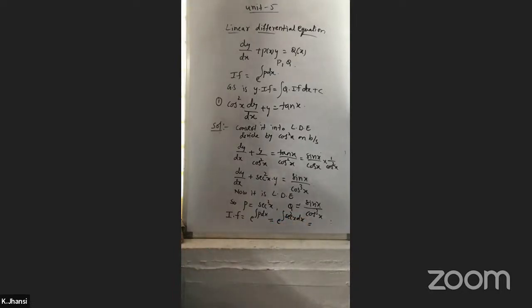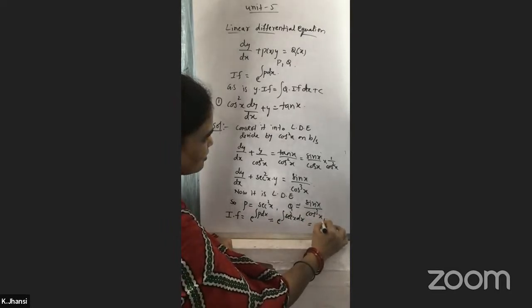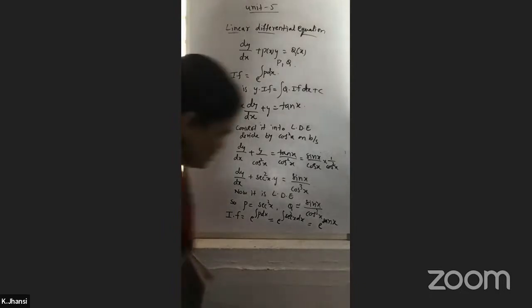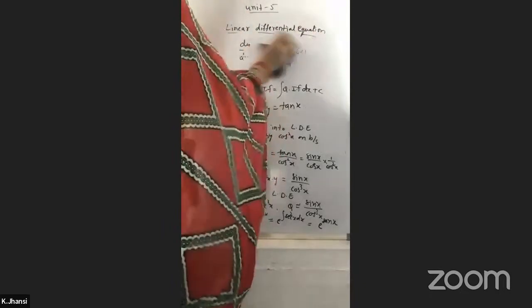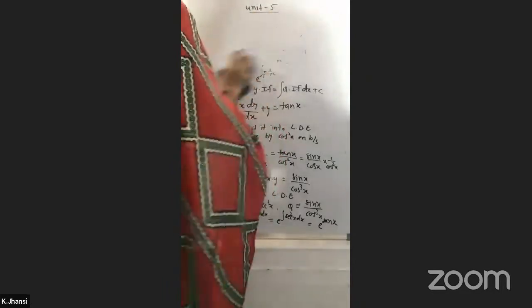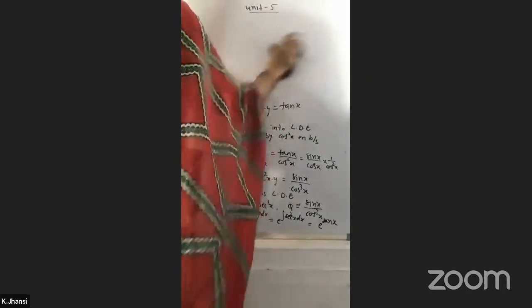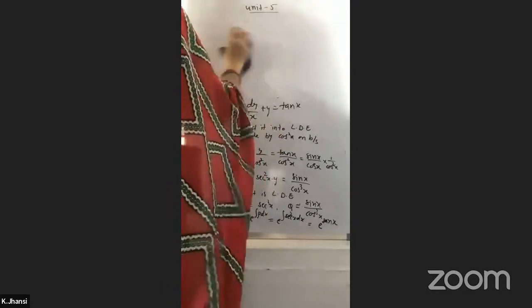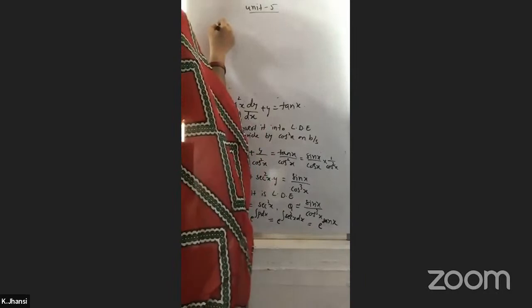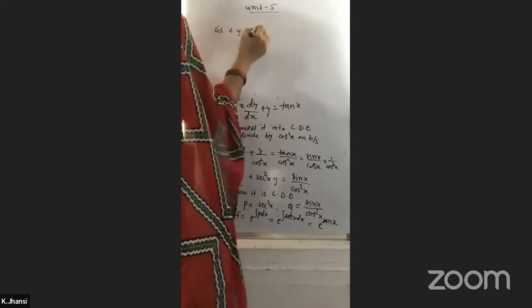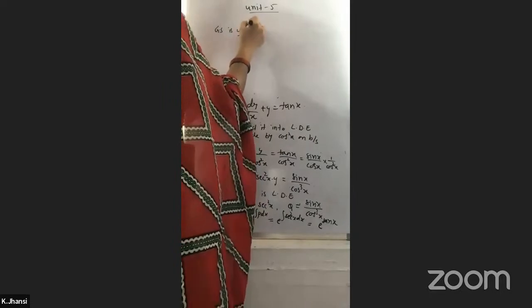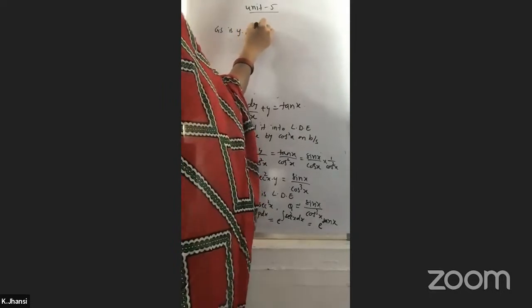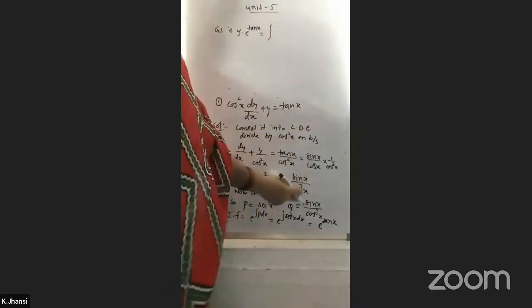So what is the integration of secant square x? If you see the formulas, the integration of secant square x is tan x. So the integrating factor is e to the power of tan x. Now we find the general solution. The general solution is y into integrating factor. Our integrating factor is e to the power of tan x. It is equal to integration of q.